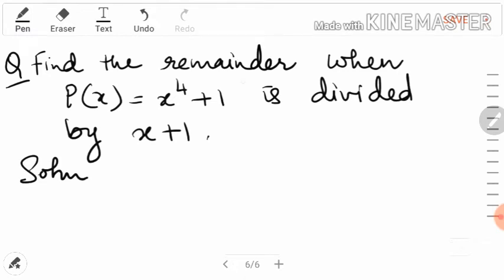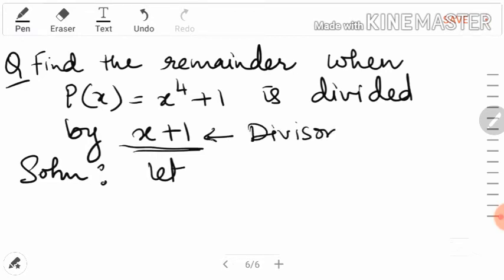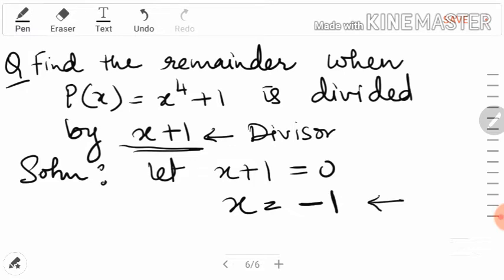Let us apply the remainder theorem in finding remainder in this example. Find the remainder when p of x is equal to x to the power 4 plus 1 is divided by x plus 1. This is a direct question, a direct application of the theorem. So first we will equate the divisor. The divisor is this, x plus 1. First we will equate the divisor to 0 and then find the value of x, which is minus 1. According to theorem, this is the value of a.